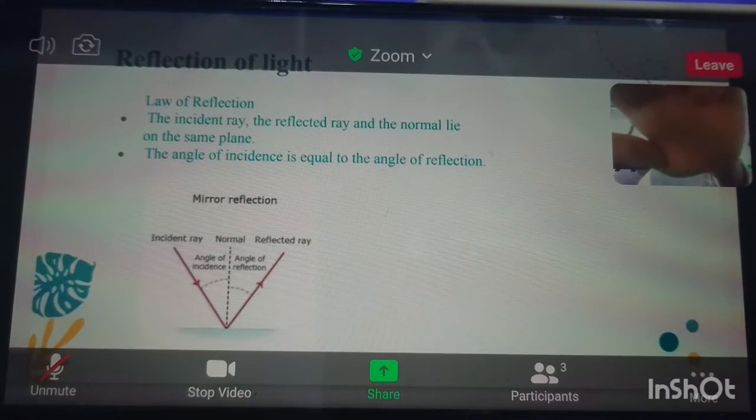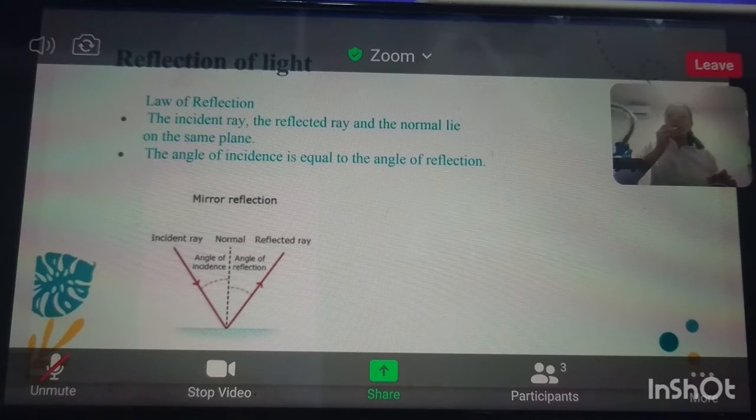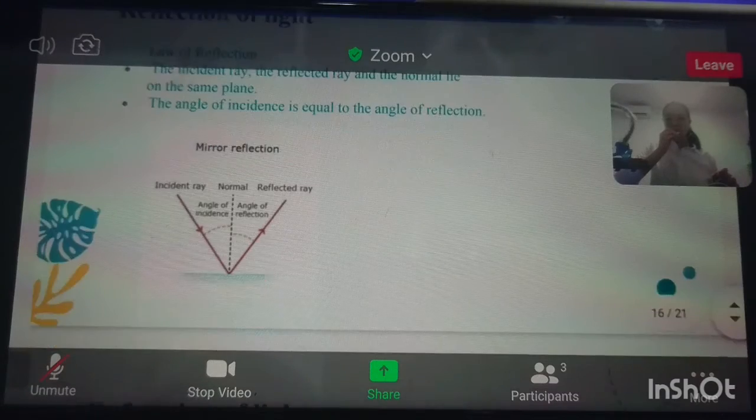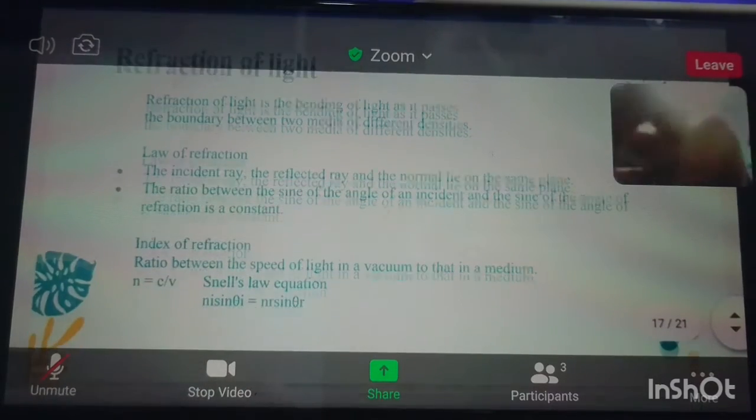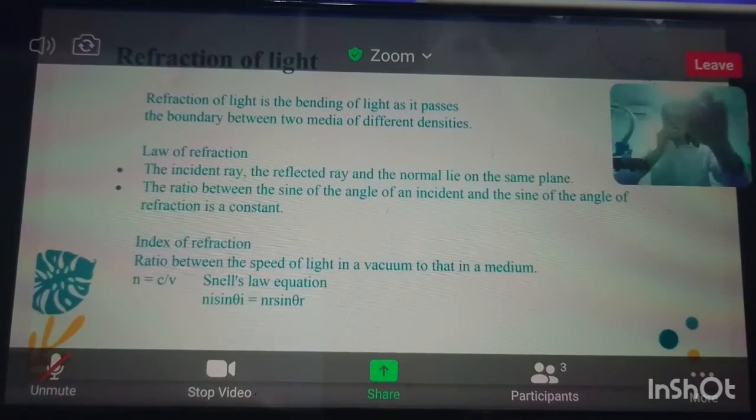The law of reflection. As the incident ray, the reflected ray, and the normal lie on the same plane, the angle of incidence is equal to the angle of reflection. Refraction of light. Refraction of light is the bending of light as it passes the boundary between two media of different densities.